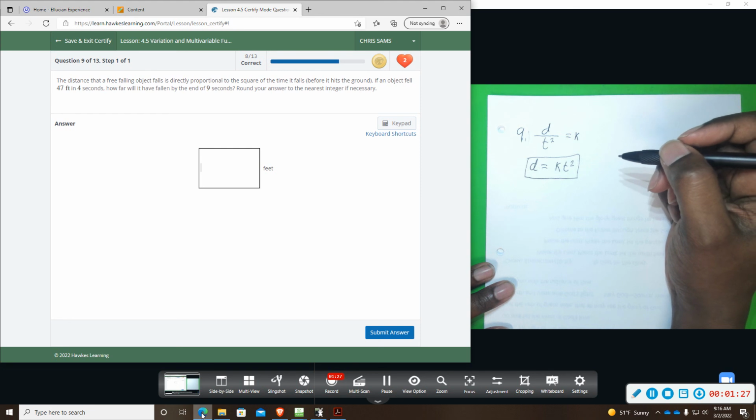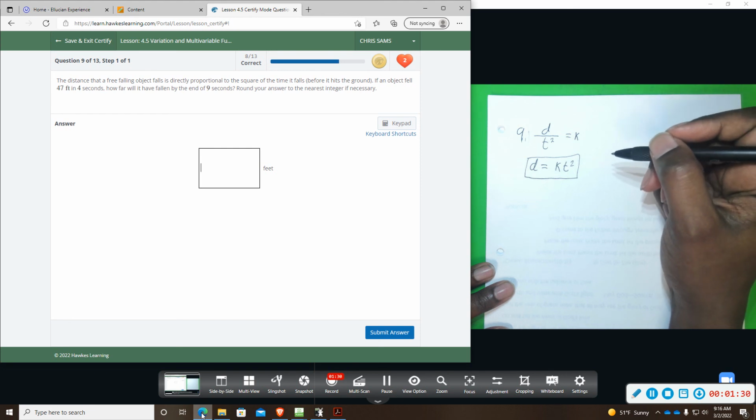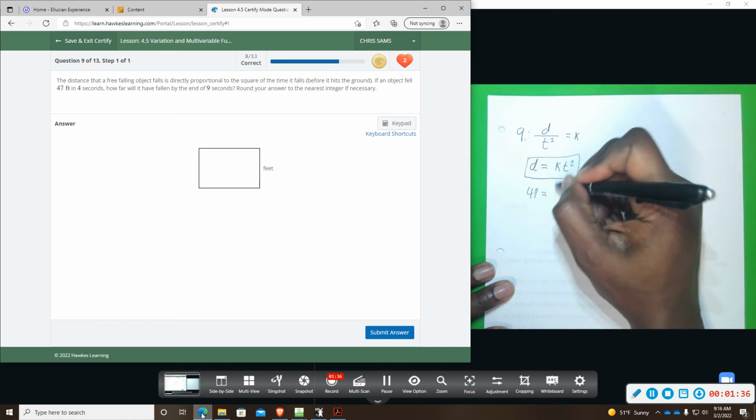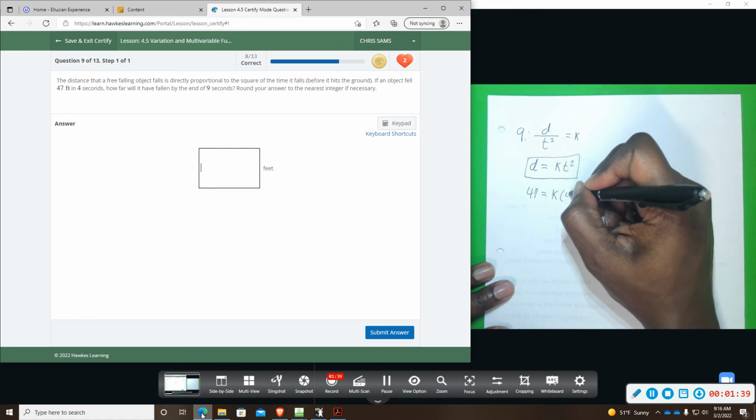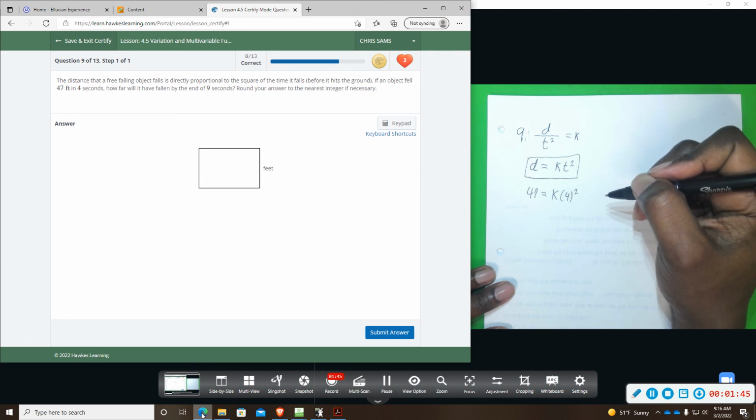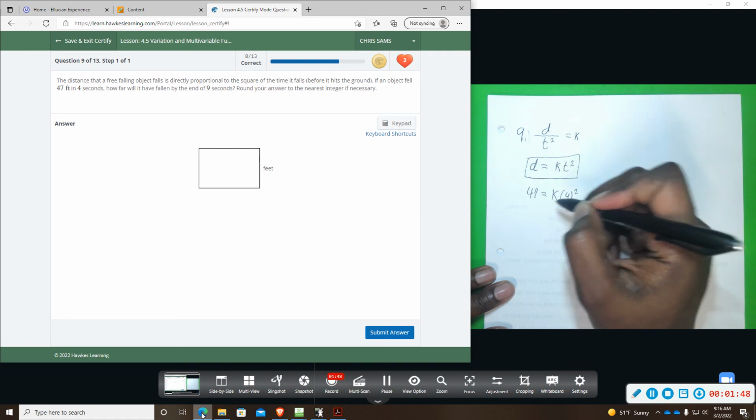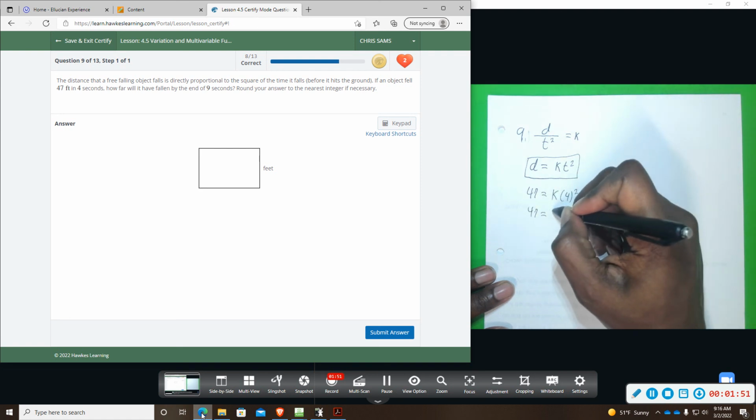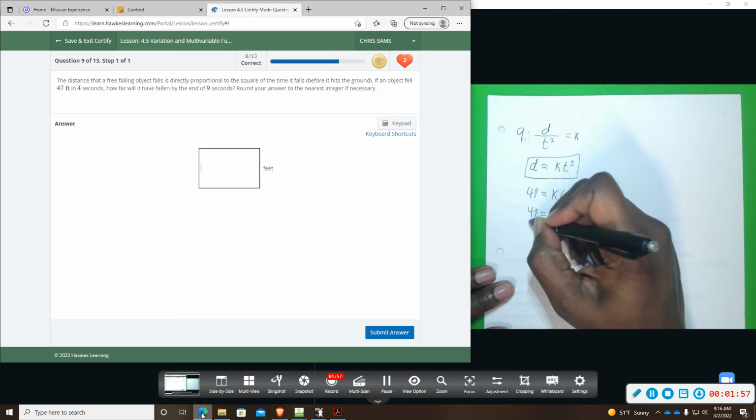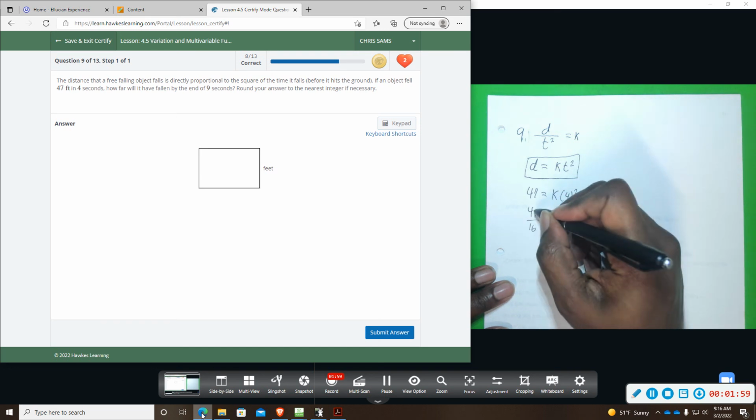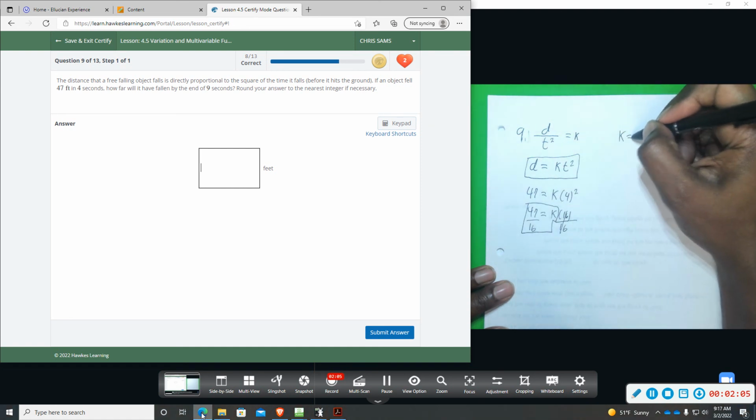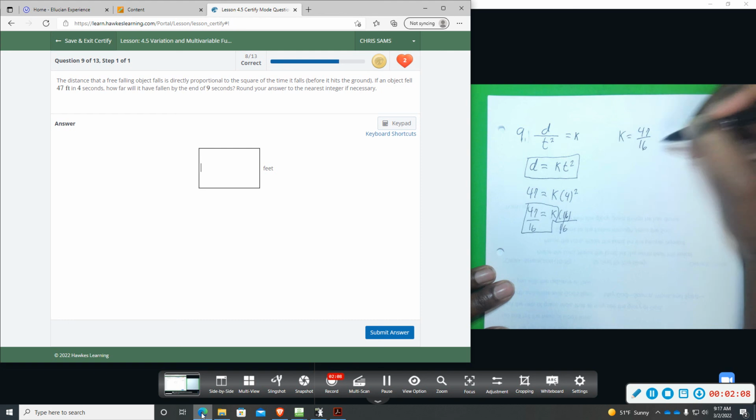And then if the object fell 47 feet in 4 seconds, so the distance is 47 and the time is 4 seconds, so it would be K times 4 squared. We want to know how far it will have fallen in 9 seconds. So we're going to solve for K. This is going to be 47 equals K times 16. We're going to divide by 16, and that will give us 47 over 16 is equal to K. So K equals 47 over 16.